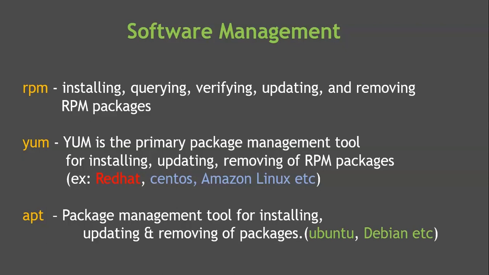Because in Ubuntu, we use the apt command to install, delete, and upgrade packages. Whereas in CentOS, Amazon Linux, or Red Hat flavors, we use the yum command to install, remove, or upgrade packages. First of all, why do we need to install software, and why do we need to remove or upgrade it?